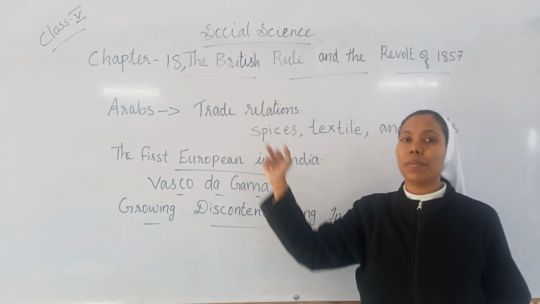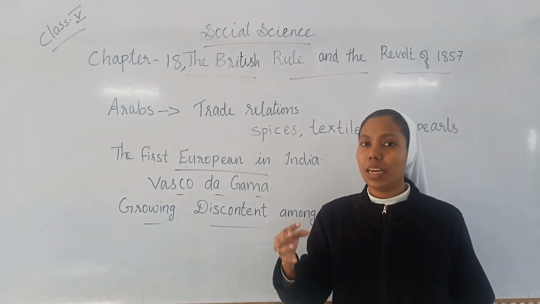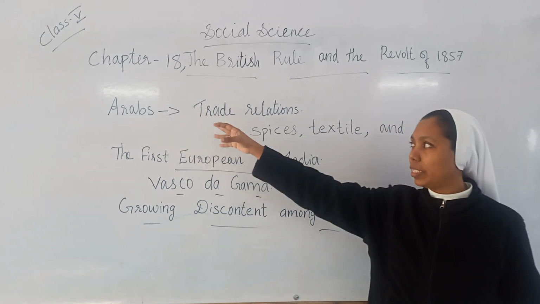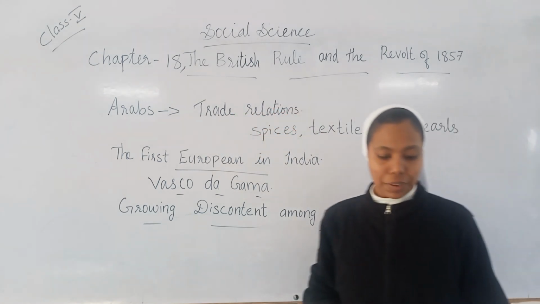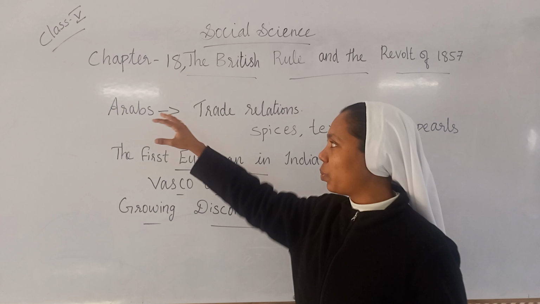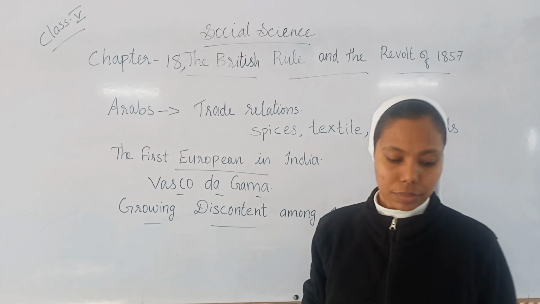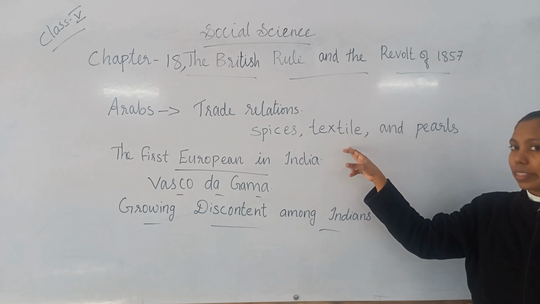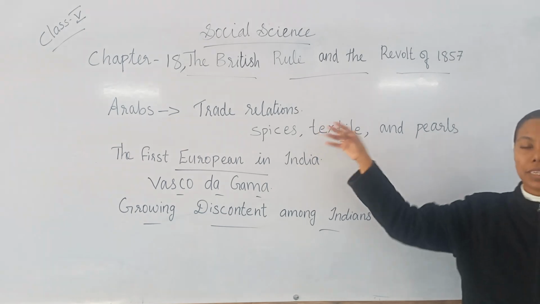The trade relationship means a trading connection, where part of the things we have in India, they are exporting to other places. The Arabs were the first to establish the trade relation with India. And what all things did they trade? We can see here the spices, the textiles, and the pearls. All these things they traded from India.